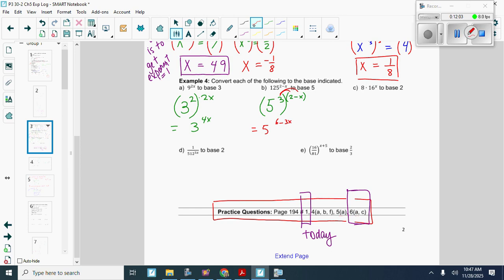In the next question, it wants you to change the 2 and the 16 to base 2.